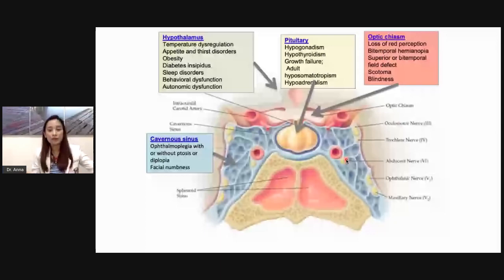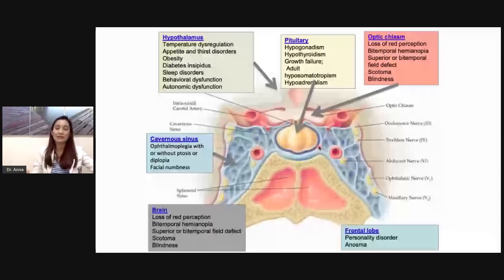If the tumor is quite big, and I've seen tumors that are very, very big, it can affect the brain, it can affect the frontal lobe. If it affects the frontal lobe, you can have personality disorders and also.